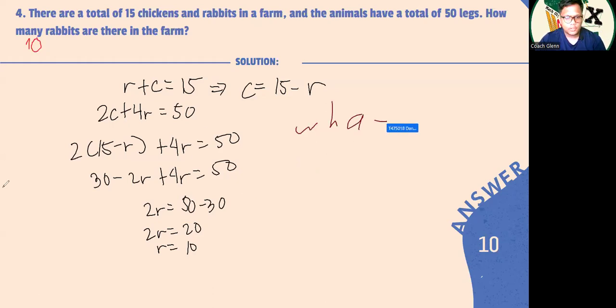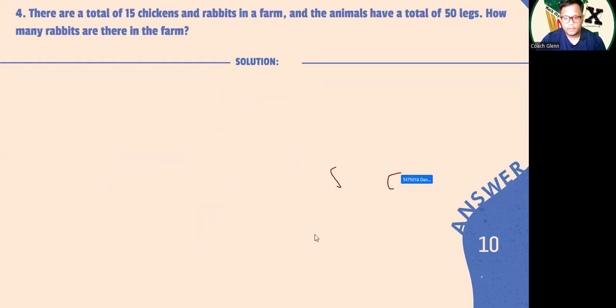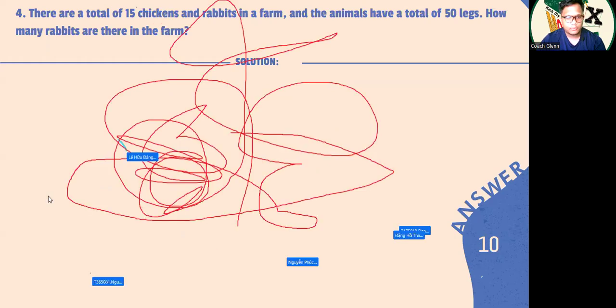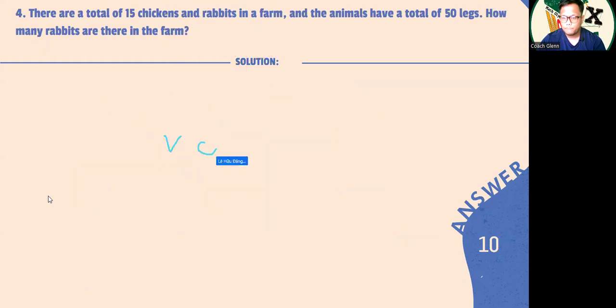If there are no more questions, then let's go to the next one. Again, do not annotate. If you annotate, then I'm going to report you. Stop that. Okay, let's have the next one.